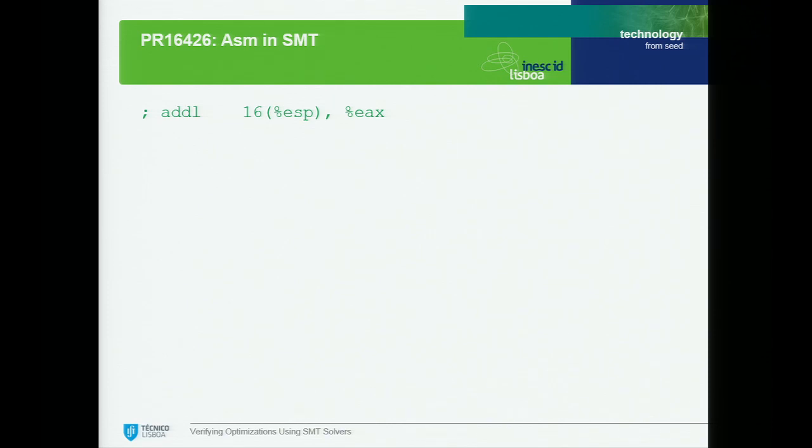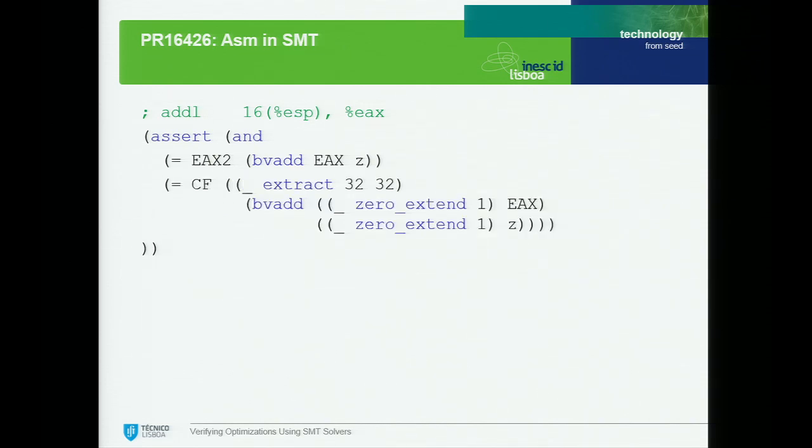And then we do the addition, so we add the previous result with Z. Okay? It's simple as this. And we also update the carry flag, because this instruction also updates the carry flag. And we can do this by doing the addition in 33 bits and taking the sign bit, right?